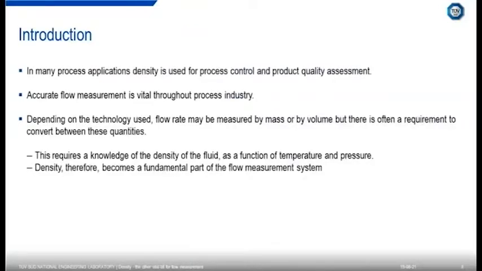Okay, so why is density important? Well, in many process applications, you use density for process control, but also for product quality assessment. And of course, accurate flow measurement is vital throughout process industry. Depending on the technology used, of course, you might be measuring your flow rate by mass or by volume, but there's often a requirement to convert between these quantities. To do so requires a knowledge of density, and a knowledge of density as a function of temperature and pressure. So density therefore becomes a fundamental part of a flow measurement system.